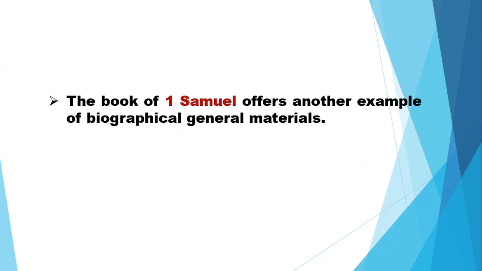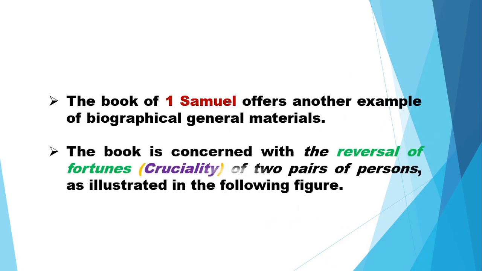The book of First Samuel offers another example of biographical general materials. The book is concerned with the reversal of fortunes. So remember, in Genesis, we had a contrasting between the main character and the villain, and that was a pattern we learned of. Contrast is association of differences. Here we have another pattern which is cruciality. So cruciality is another pattern which you learn to identify in your material as you do your observation or survey.